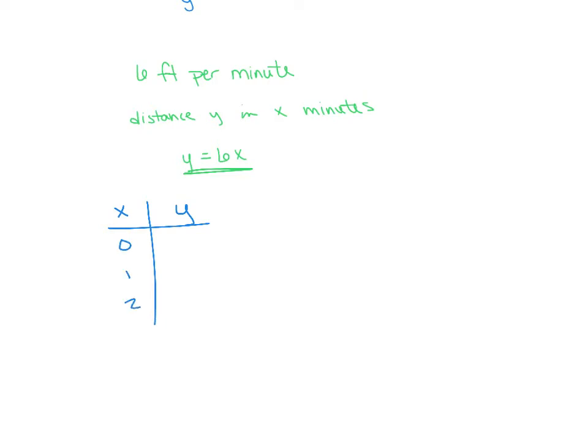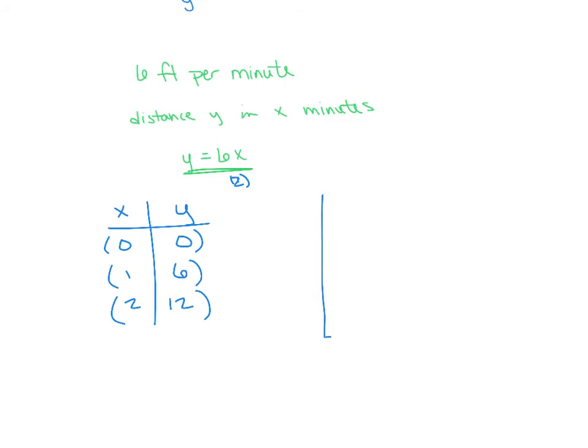Well, if he hasn't traveled any minutes, he's not getting anywhere. If he's traveled for 1 minute, we put a 1 in here, and 1 times 6 is 6. And if he's traveled for 2 minutes, we put a 2 in there, and 6 times 2 is 12. Okay? So these are our ordered pairs, right?